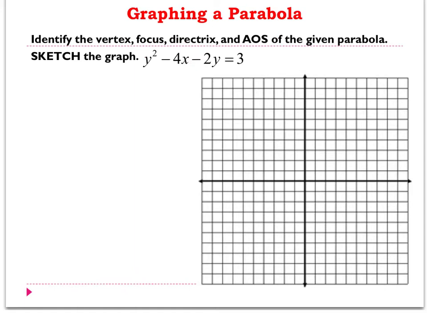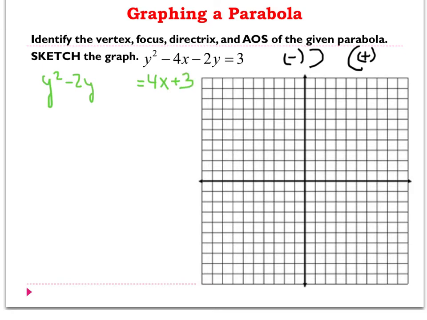Because my squared term is y, that means I'm going to be opening left or opening right. Left if a is negative and right if a is positive. So in order to figure out my vertex as well as a, I need to complete the square. So I'm going to bring all my y terms together and I'm going to move that x term to the other side.